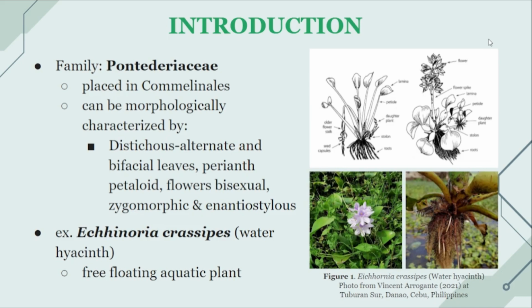Family Pontederiaceae is a small aquatic monocot family placed in the clade of Commelinales. This clade can be morphologically characterized by its distinctly alternate bifacial leaves, perianth petaloid, then the flowers bisexual, zygomorphic, and enantiostylous. Under the Pontederiaceae, one of the examples is the water hyacinth or Eichhornia crassipes, a free-floating aquatic plant. As you can see, I provided some of the pictures that I took in 2021 at Tubaran Sur, Danao, Cebu.